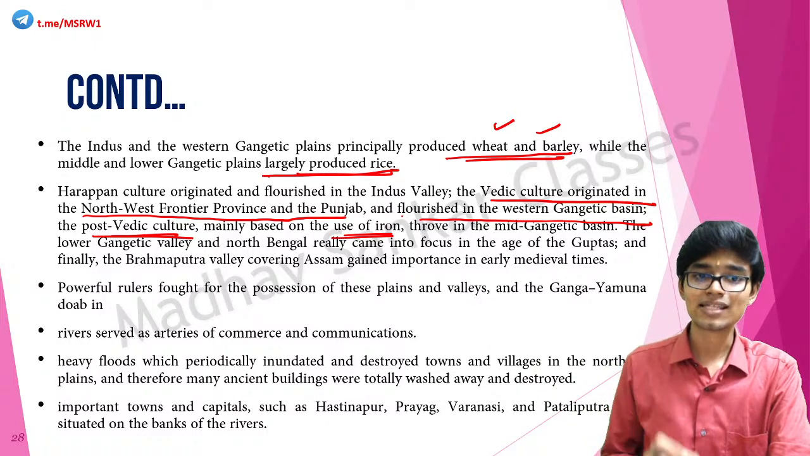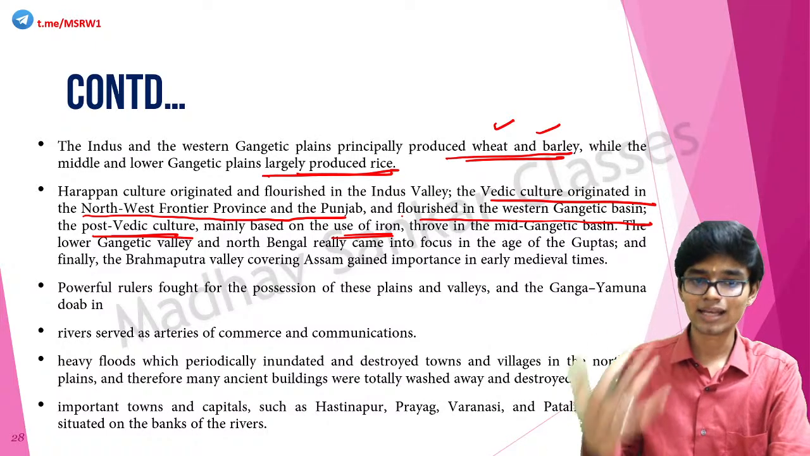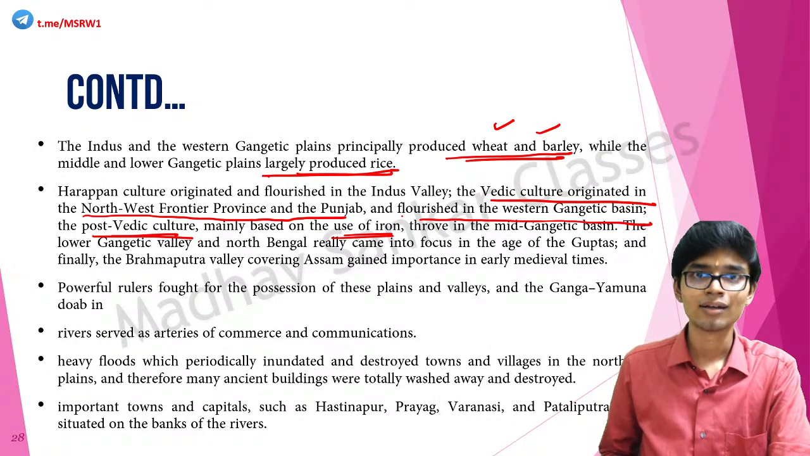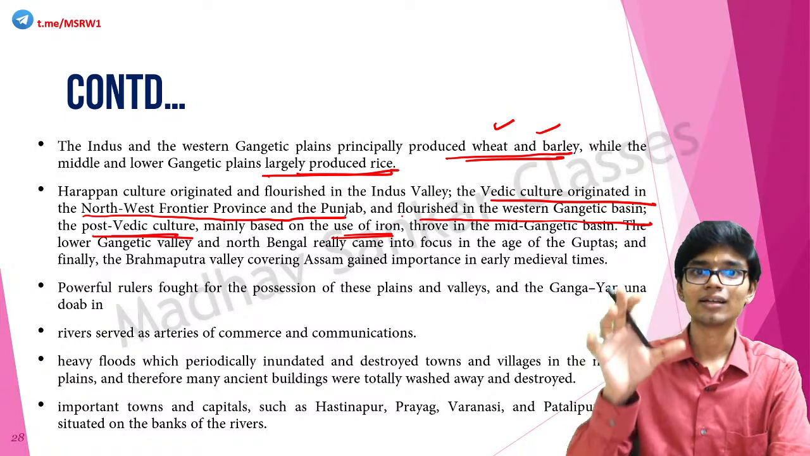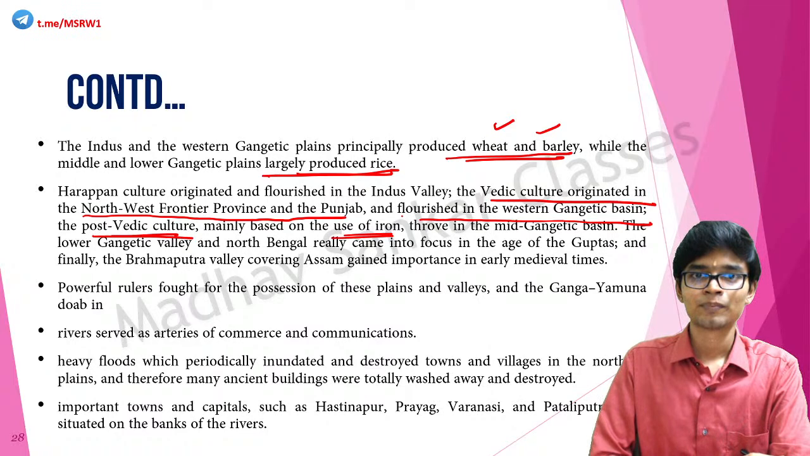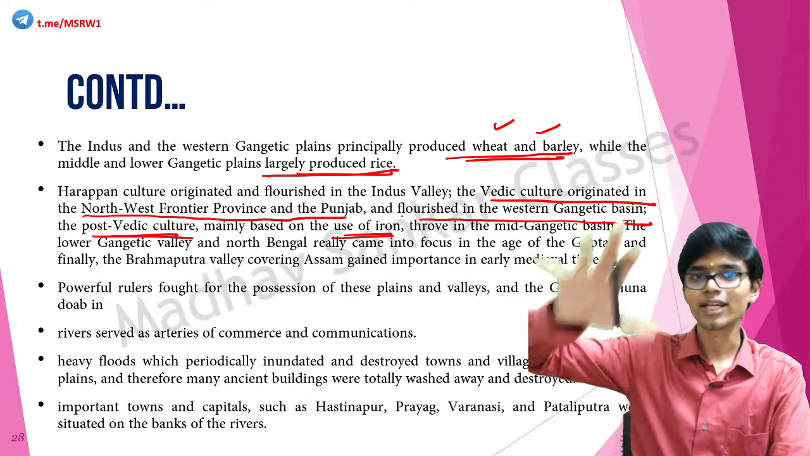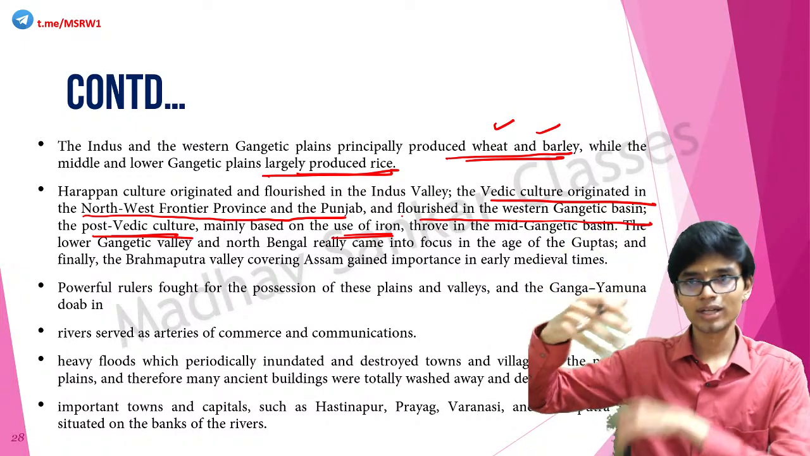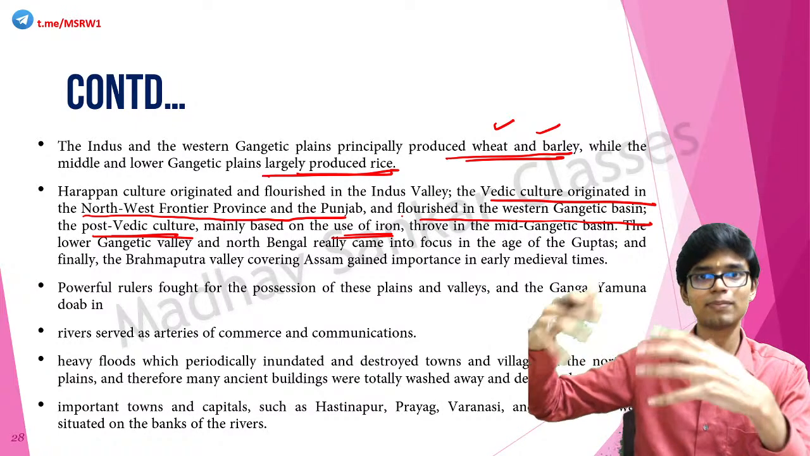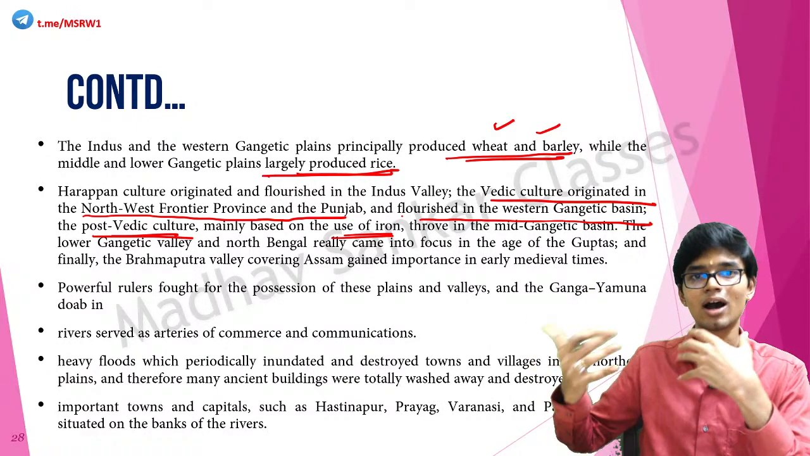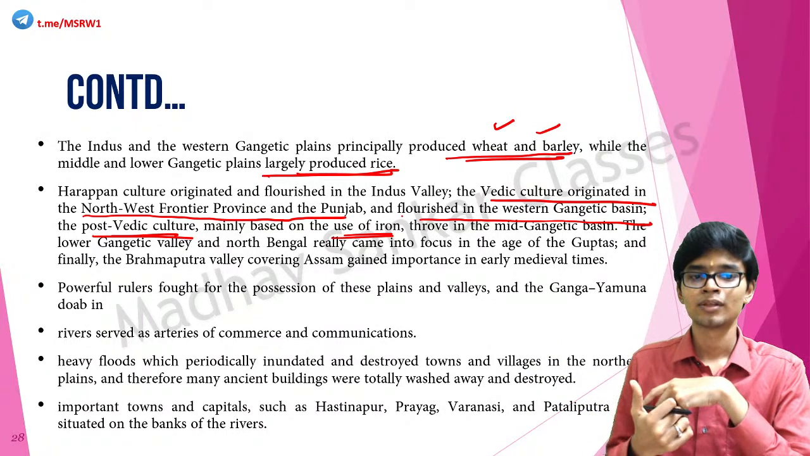All right, so we will see that some of the most powerful dynasties that came up, for example, Magadha, came up there because of the resource of iron. Okay, Magadha flourished in the Bihar region. So how did that dynasty become that powerful? Because of the availability of iron ores in the Bihar region.